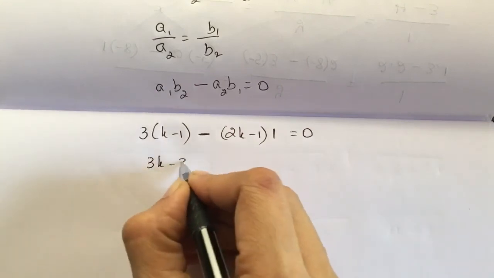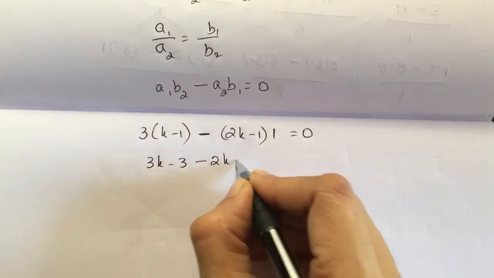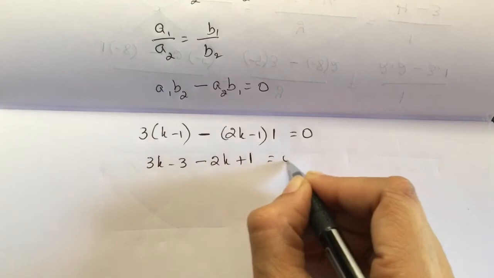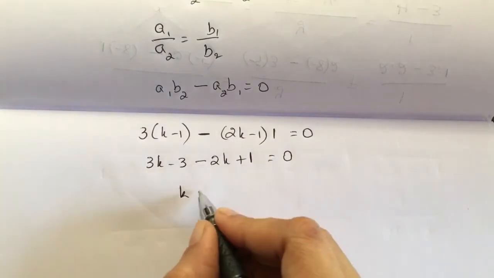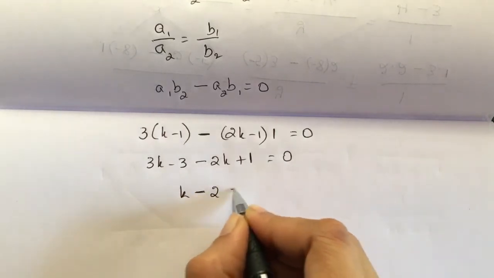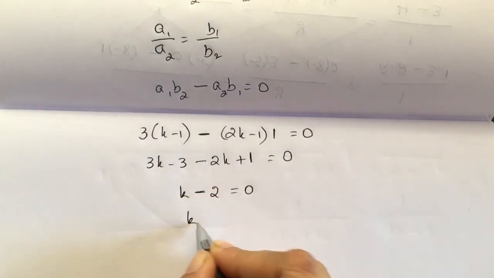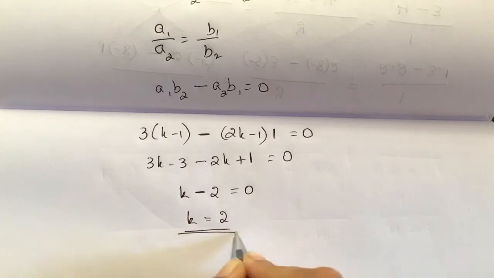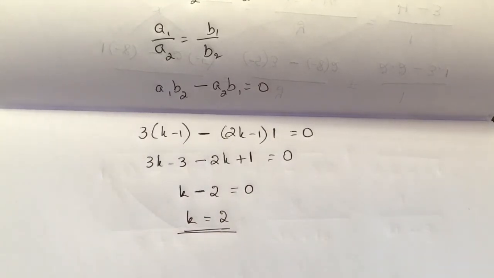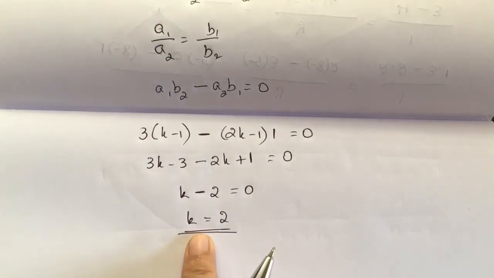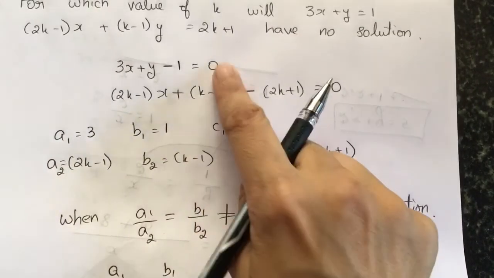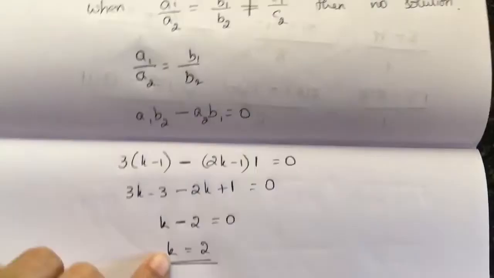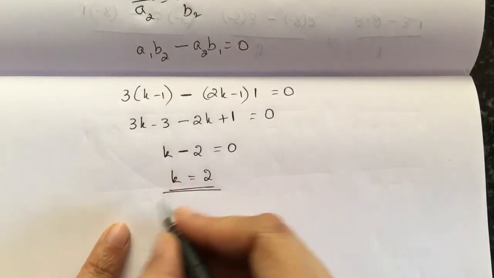3k minus 3 minus 2k plus 1 equal to 0. 3k minus 2k is k, minus 3 plus 1 is minus 2, equal to 0. So that k equal to 2. So when k equal to 2, this will not have the solution. You can cross check. When k equal to 2, what happens to C2?